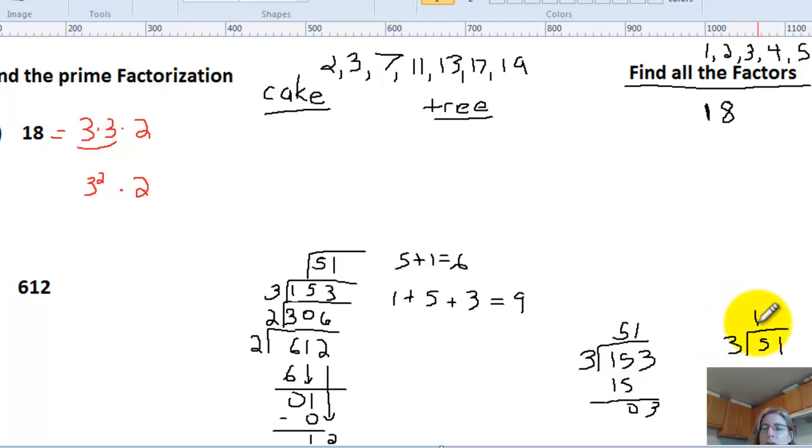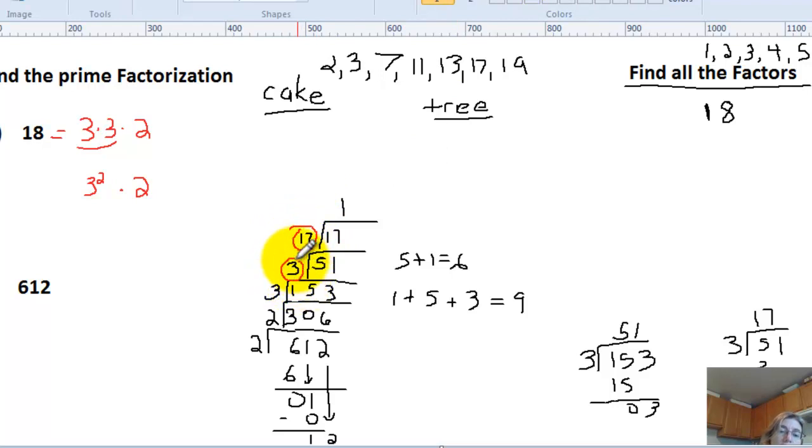3 into 5 goes 1 time. Subtract, bring down the 1, and 3 into 21. Well, look at that. 17 times 3 is 51. So our answer goes here. We did 3. Now we make this. We've got this cake. It's kind of a clumsy cake. 17 is prime, so the only number that goes into 17 is in fact 17. It's a prime number in our list, which is why I can use that number. And now I have 1 at the top of the cake.